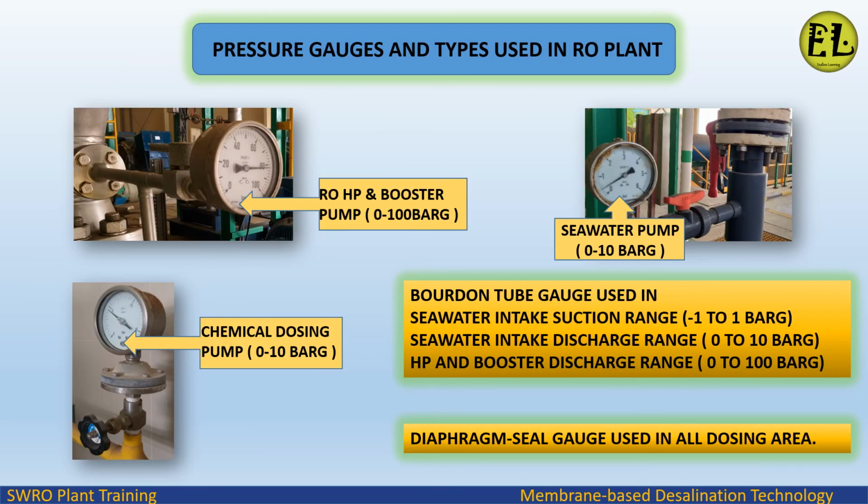Pressure gauges and types used in RO plant. Pressure gauges are used in an RO plant from seawater intake to the product system. Bourdon tube type gauge is used in seawater intake suction, range -1 to 1 bar; seawater intake discharge, range 0 to 10 bar; HP and booster discharge, range 0 to 100 bar. Diaphragm seal gauge type is used in all dosing areas.